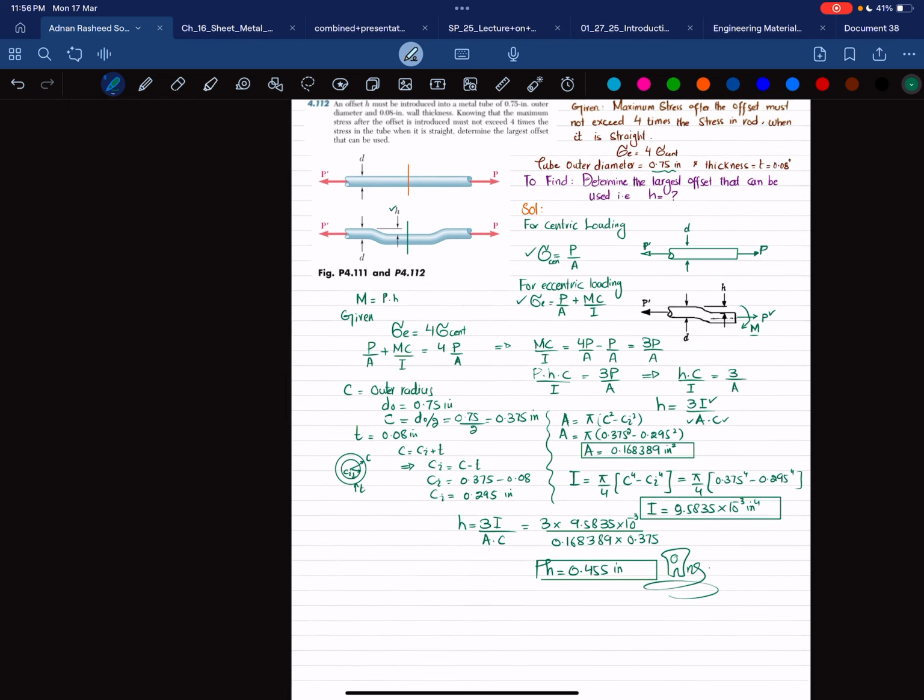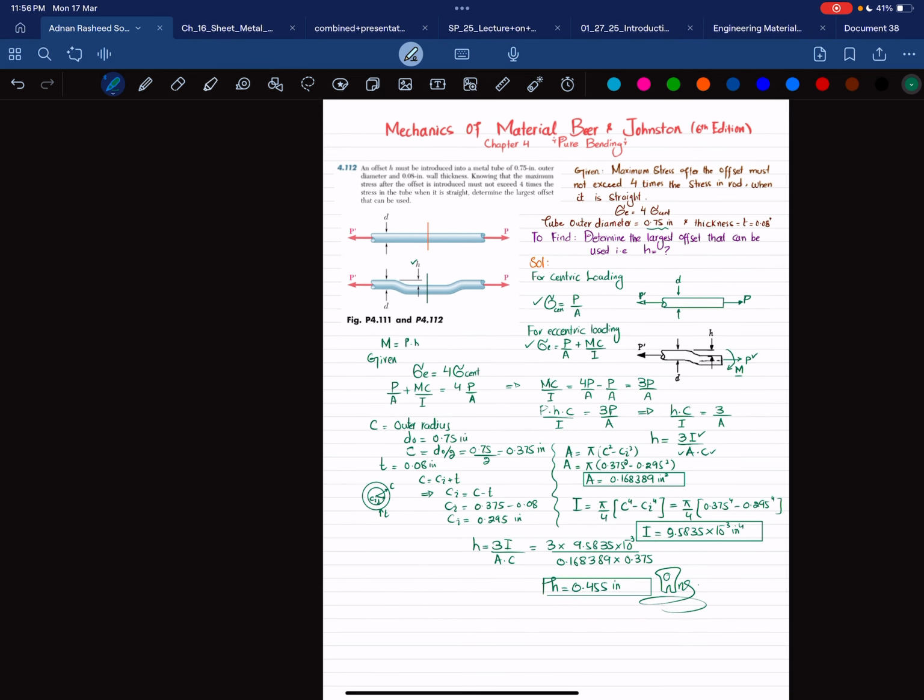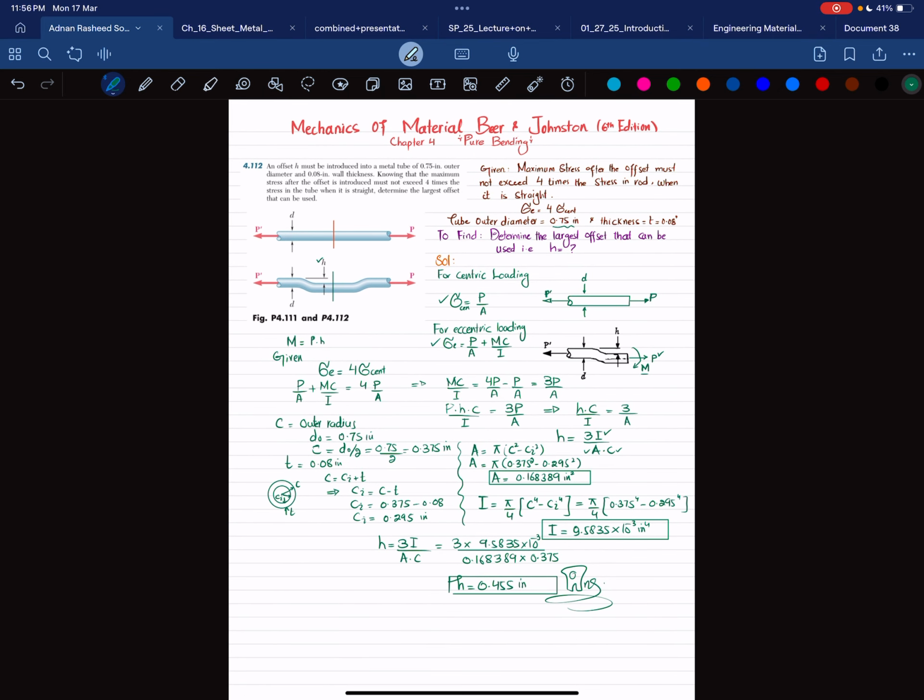So this is the answer of our question: an offset distance of 0.455 inch given to this tube will not exceed the eccentric stress of 4 times the stress when the tube is straight. So that was all about problem 4.112.